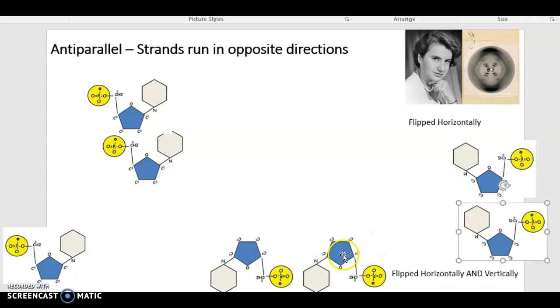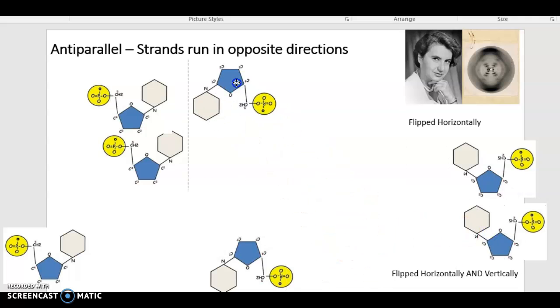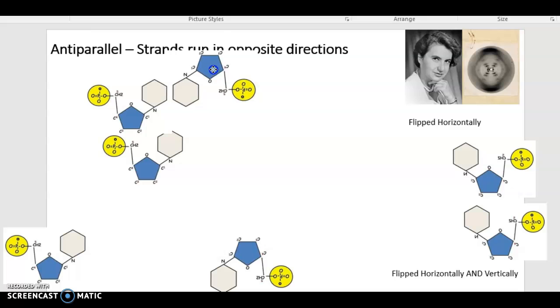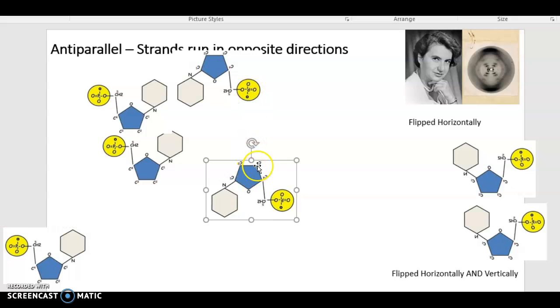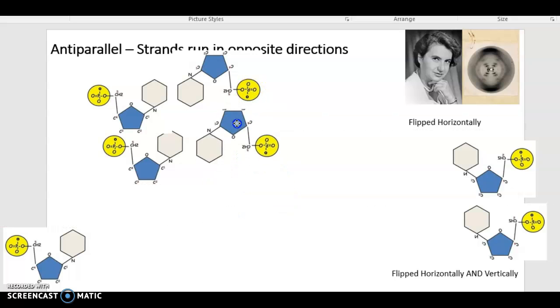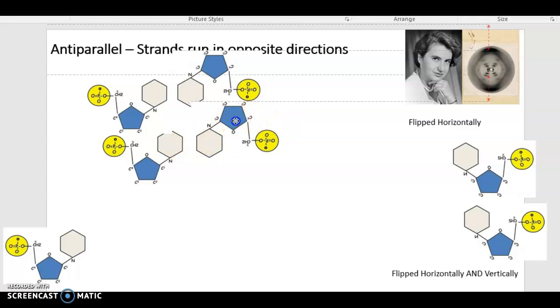So what if not only do they flip it horizontally, but they flip it vertically as well? So now you can bring them in, the bases pair, and when you bring in that next nucleotide, we can make that phosphate attach to the third carbon. And we can still get those bases in the middle.